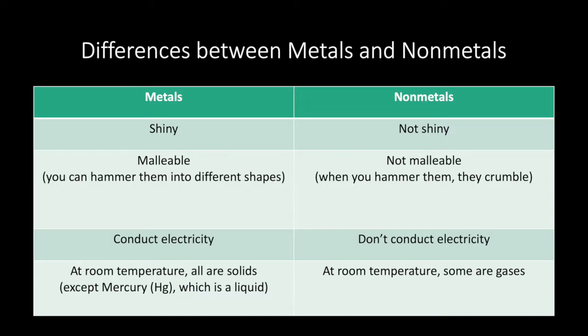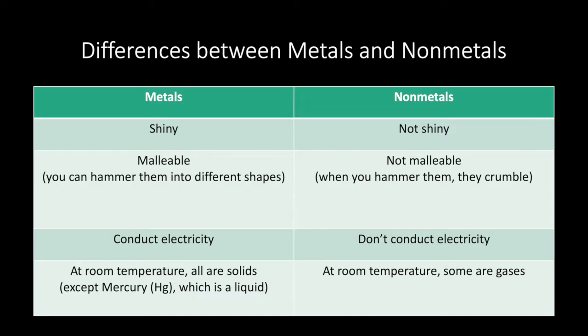But with nonmetals, you try to hammer them and they just crumble. Like coal, if you tried to hammer coal or something like that, it would just crumble into different pieces. It wouldn't form a new shape like a wire. Metals tend to conduct electricity. Nonmetals tend not to conduct electricity.